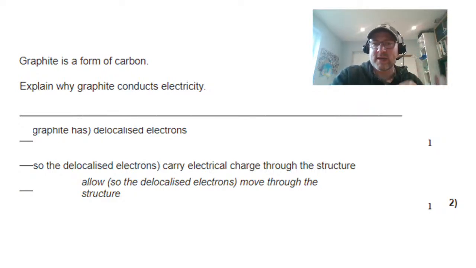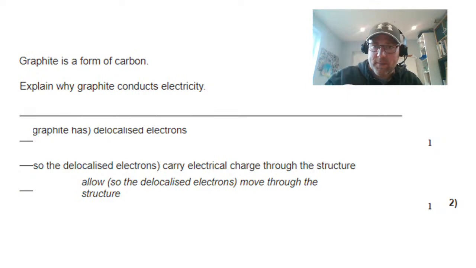Why does this conduct electricity? If the substance is solid and it conducts electricity, it must have delocalized electrons. So graphite and metals have delocalized electrons. There are some things that conduct electricity without delocalized electrons.